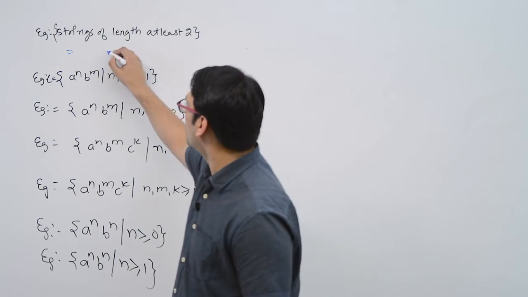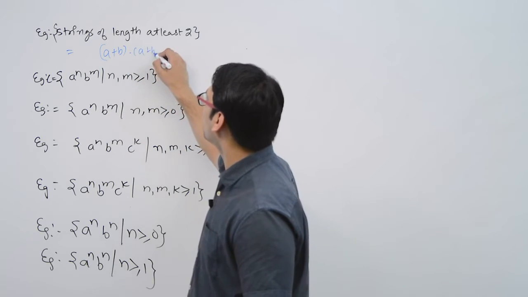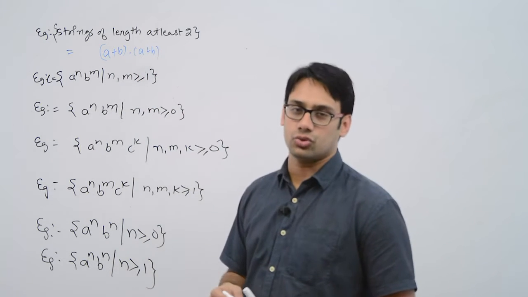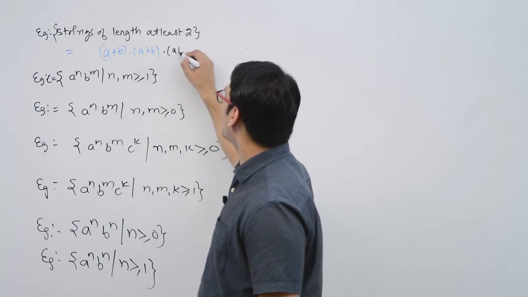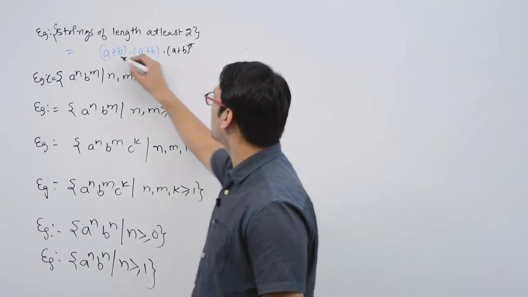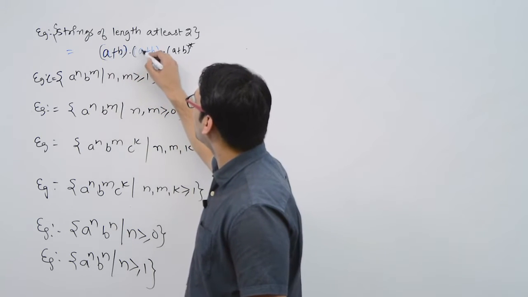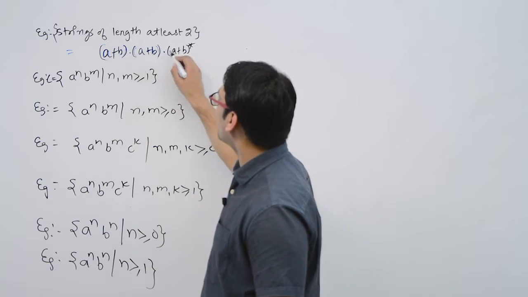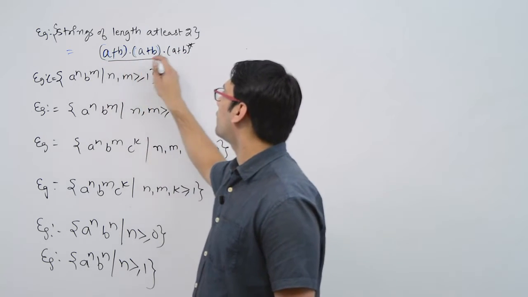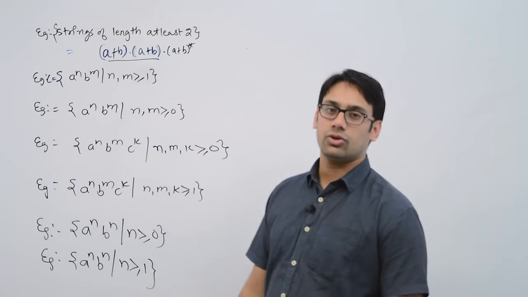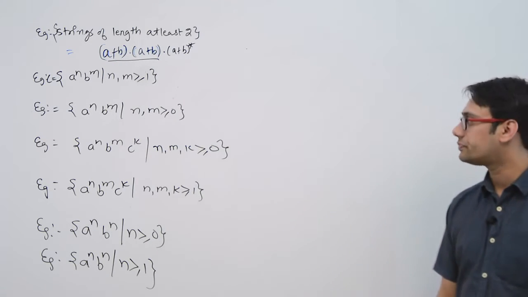This can be represented by: this is a string of length 2, (a plus b) concatenated with (a plus b), concatenated with (a plus b) star. This is representing a string of length 2, and we can have any length after that. If you expand it, you can see we can have all the strings of length at least 2.